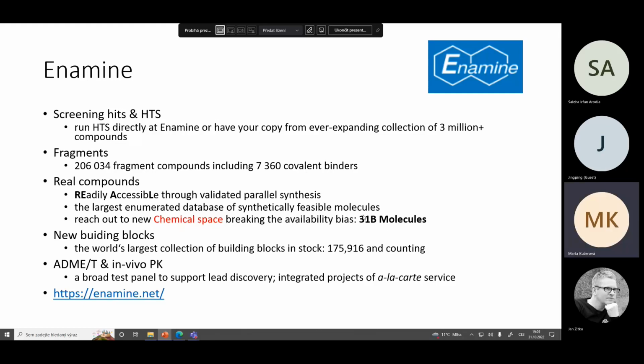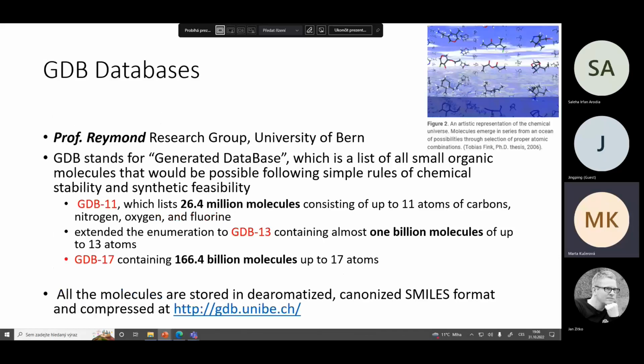It contains 31 billion molecules. This company also offers building blocks, so you can order the chemicals for running the reactions, and some other services. You can check it on the website.